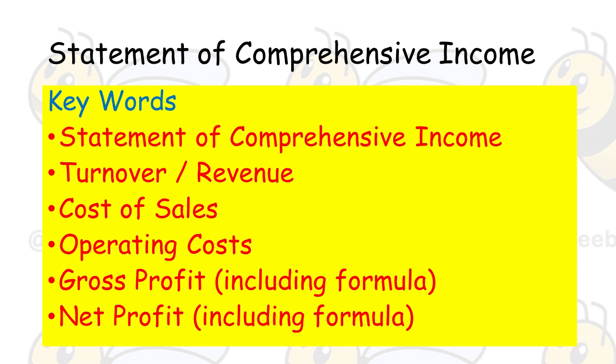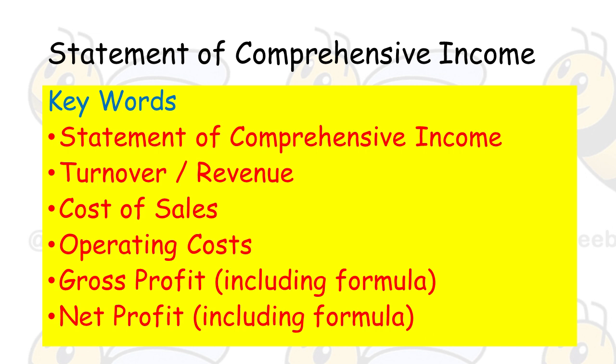So as a quick recap, these are the key words that you need to make sure you understand. Firstly, you need to make sure you understand that a statement of comprehensive income shows a profit and loss that a business makes. You need to understand that turnover and revenue is money going into a business. You need to understand that cost of sales is the cost to make a product or service. You need to understand that operating costs are all the other costs that go on in a business. And you need to be able to calculate gross profit and net profit.